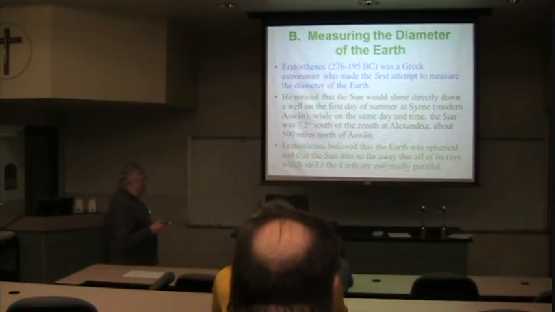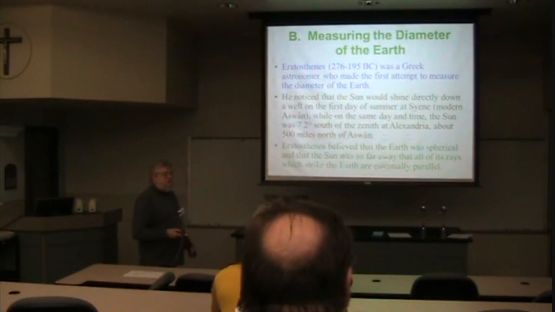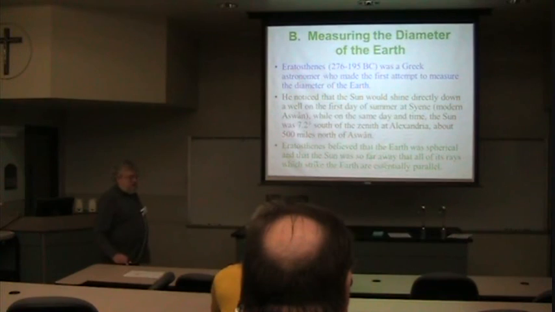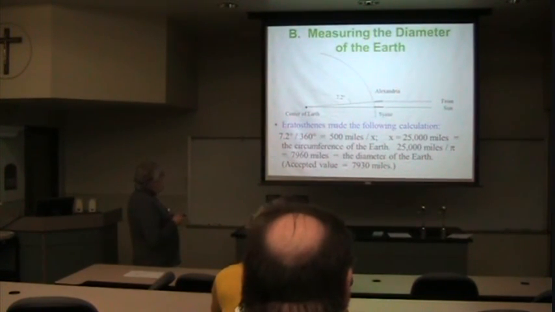But in the same day and time, at noon, and that was easy to measure. He could tell when it was noon. He didn't have to have an accurate clock to do that. The sun was 7.2 degrees south of the zenith at Alexandria, which is about 500 miles north of Aswan. Now he, of course, believed, as most intelligent people did then, that the Earth was spherical and the sun was so far away that its rays came at us essentially in parallel bundles. And this was the setup of his experiment.